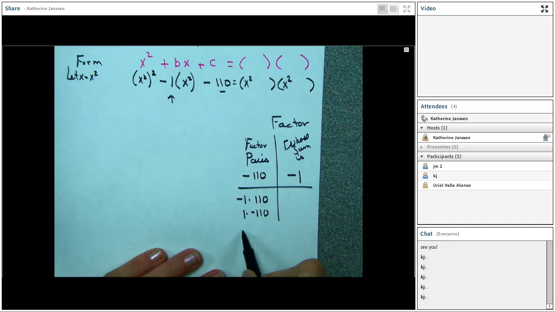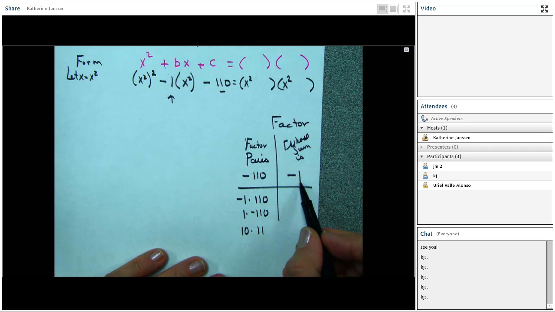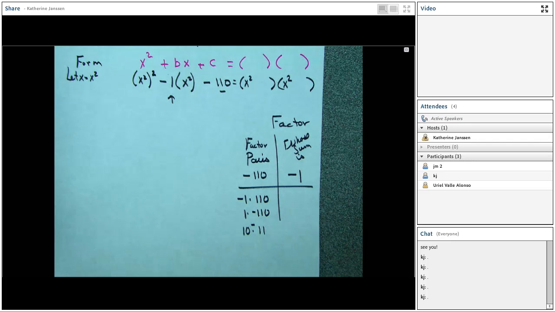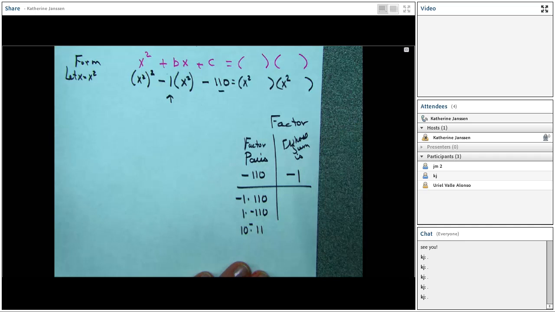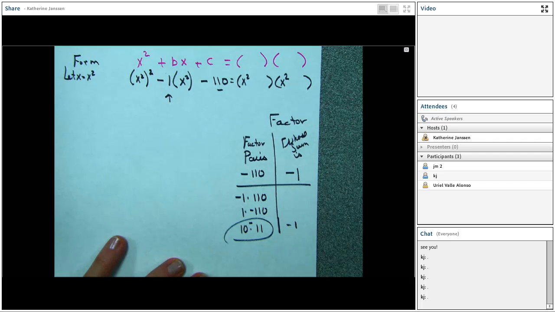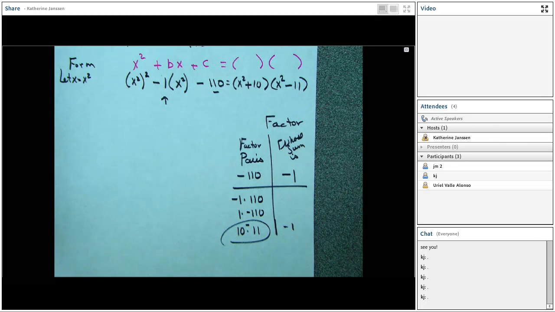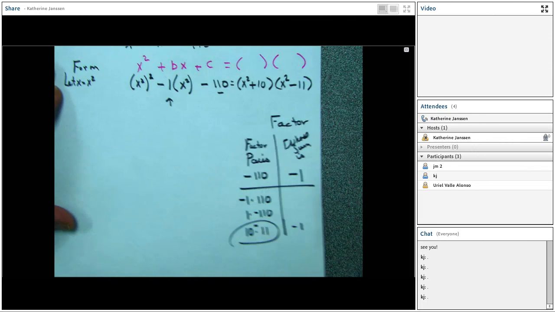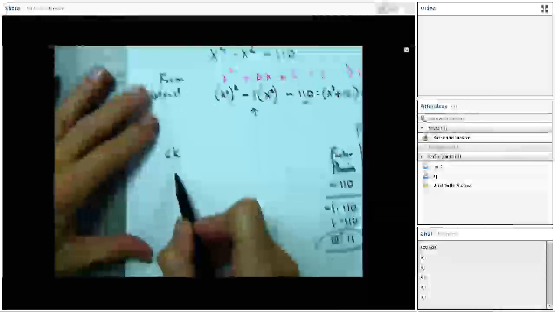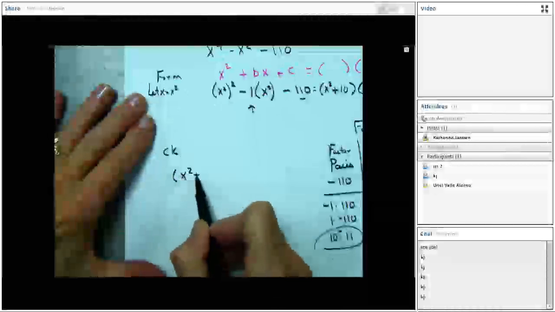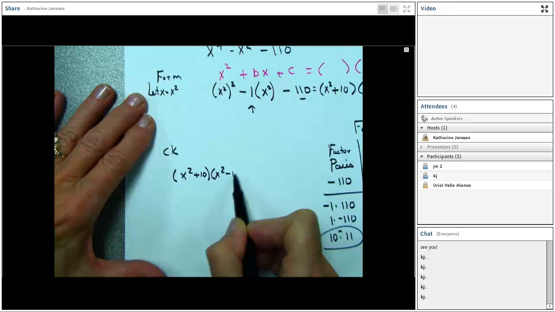How about 10 times 11, isn't it? Yeah, 10 times 11. But I'm looking for a negative 1. So 10 times a negative 11 would be a negative 110. And 10 plus a negative 11 is a negative 1. So there's your factor pairs. So you have plus 10 and minus 11. Let's check our answer. We have x squared plus 10 times x squared minus 11.